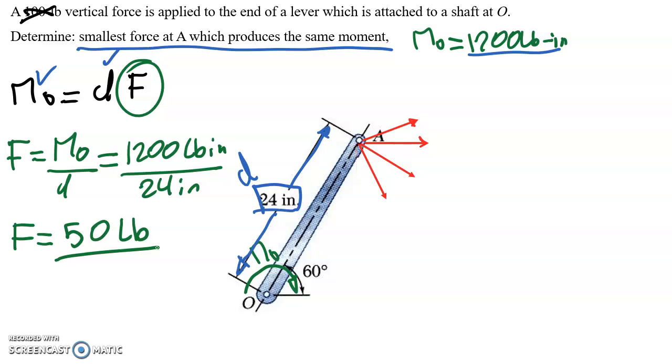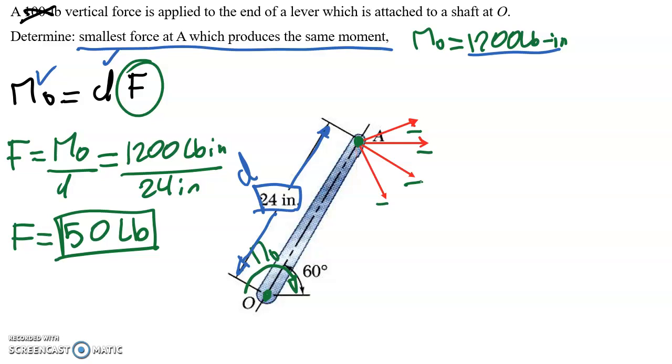Now, that's only half of the work. We know the total force we require to get the same moment of 1,200 pounds inches at position O. It's going to be 50 pounds. Apply it in here. However, where is it going? Could be this one, or this one, or this one, or this one. The direction the force is going.